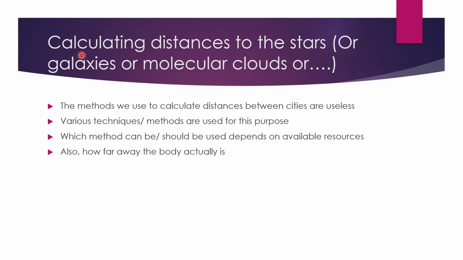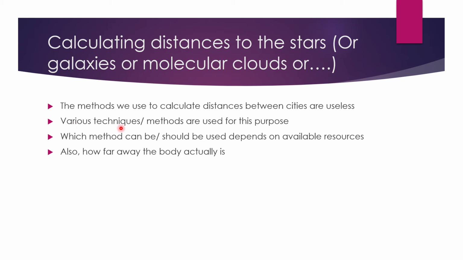So, now we know the units, but then how do we calculate the distances to the stars or galaxies or molecular clouds or any other celestial object? Now, on Earth, we use methods like using a meter tape or similar methods to calculate the distances. But can we use these same methods to calculate the distances to a star? Well, I believe you also know that this would be a stupid idea. To calculate distance to the sun using a meter tape is a really stupid idea.